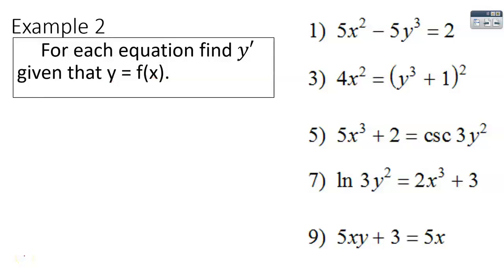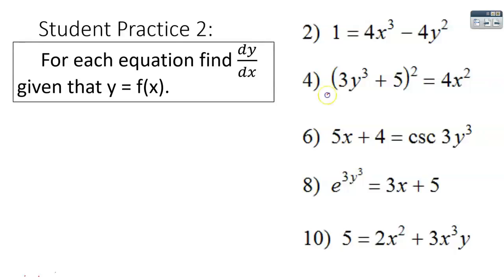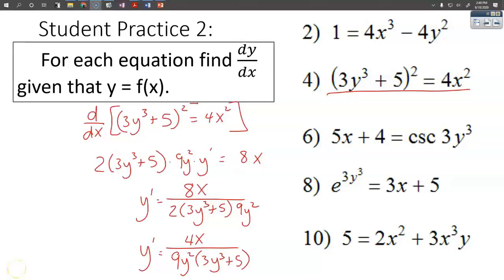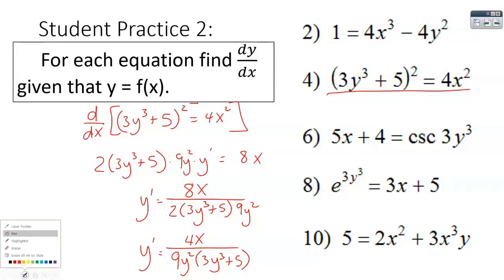If you want to try a chain rule problem, here's one. You could pause the video and I'll have the answer up for you. Okay, so there's the solution there. Let's go ahead and take a look at another type of example.